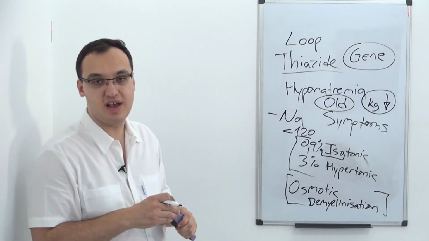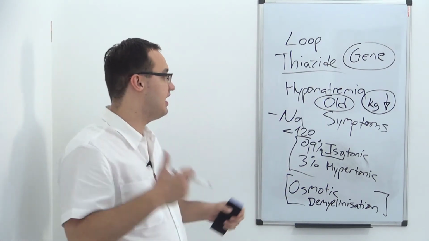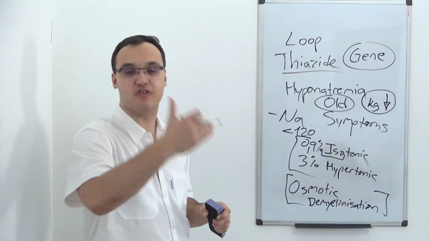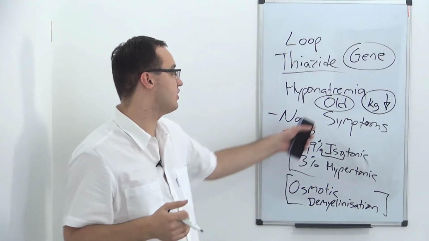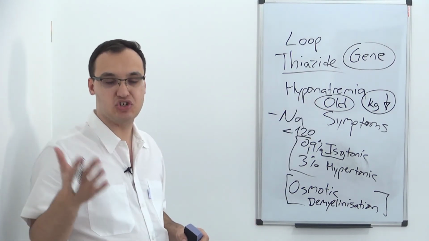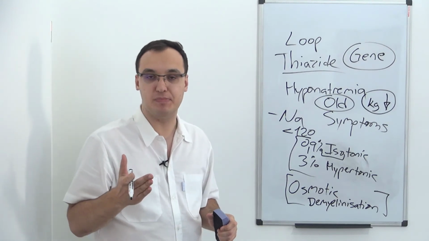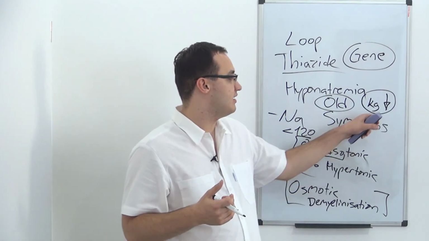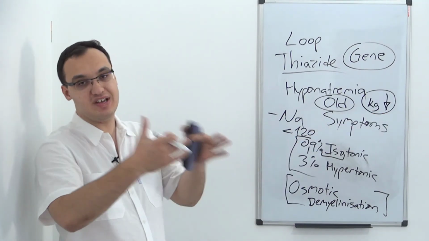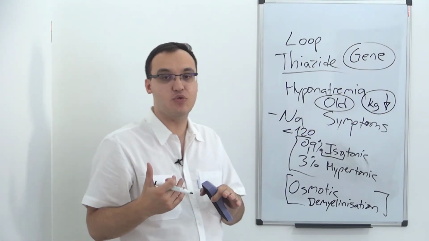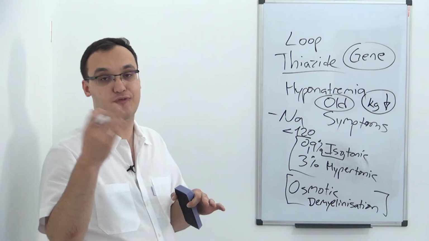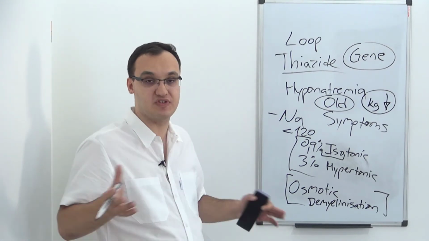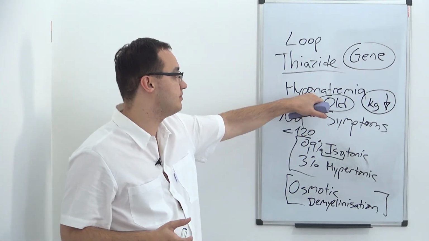It has been shown that if you increase the age by 10 years, you almost double the risk of getting hyponatremia. And especially so when we're talking about people who are older than 60 years of age. And the same goes here. If you decrease the weight, then the risk is higher by almost 1/4, so almost a 25% increase in the risk of hyponatremia.